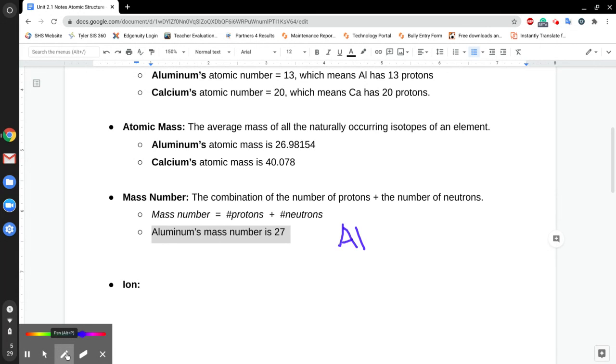What we do know is that its mass number is 27, and we also know that the atomic number is 13, which means that aluminum has 13 protons. If the mass number is the number of protons plus the number of neutrons, we can figure out which is which.